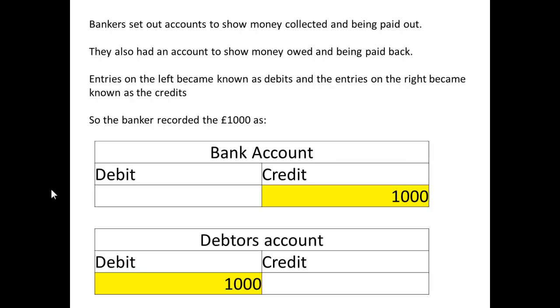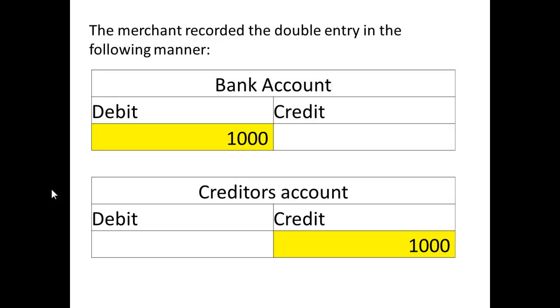Entries on the left hand side of the bank account became known as debits, and entries on the right became known as credits. And you eventually find that for all accounts, entries on the left were called debits and entries on the right were called credits.